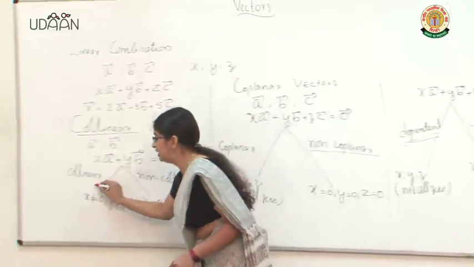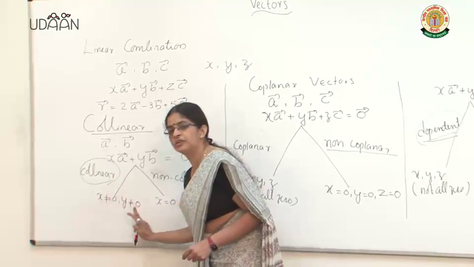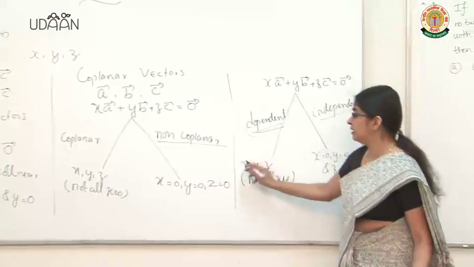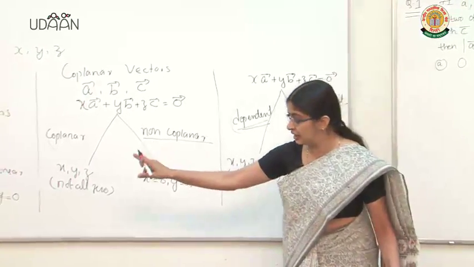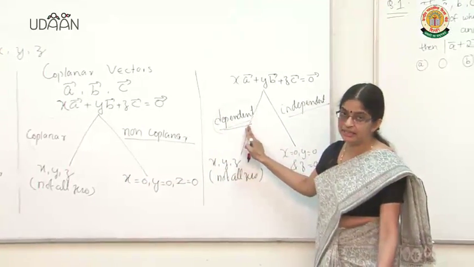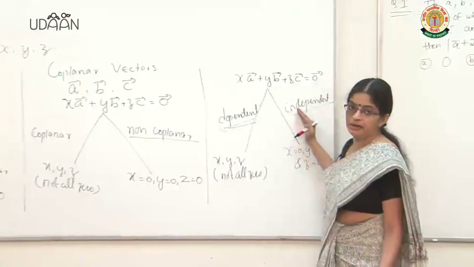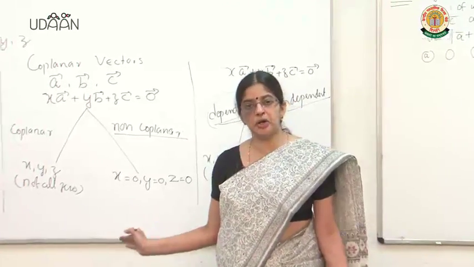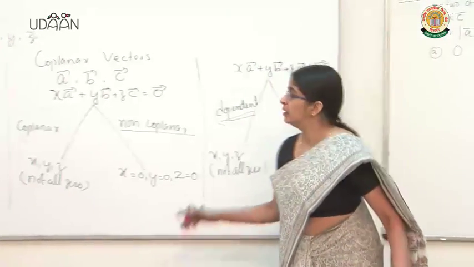What is the case of collinear vectors? The collinearity condition is x not equal to 0, y not equal to 0. Here you can see a similar condition, the case of three vectors x, y, z not all 0. That means we can conclude two collinear vectors are linearly dependent, whereas non-collinear vectors are linearly independent. Is that clear? Dear, the concepts are given in the module, read them carefully. Now we will discuss some questions based on these concepts.